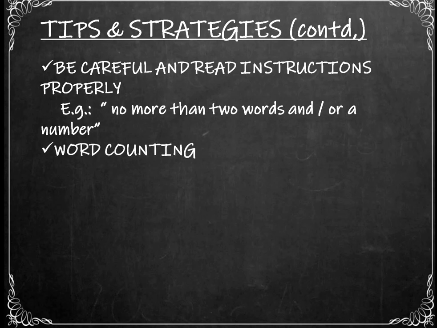Word counting is very important. So if it is a cat, that is counted as 2 words. 21st September is counted as 2 words. 1975 is counted as 1 word.